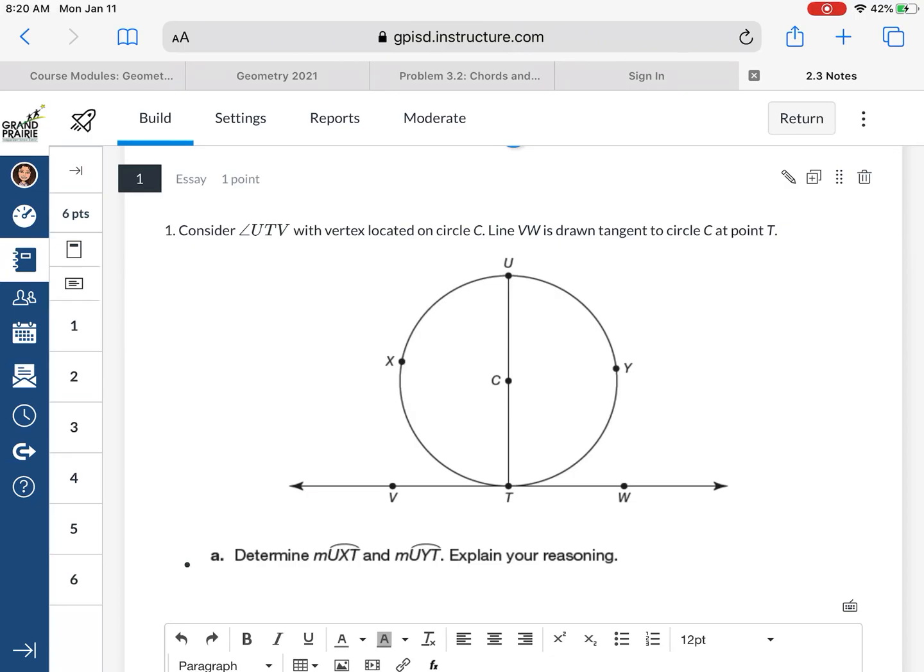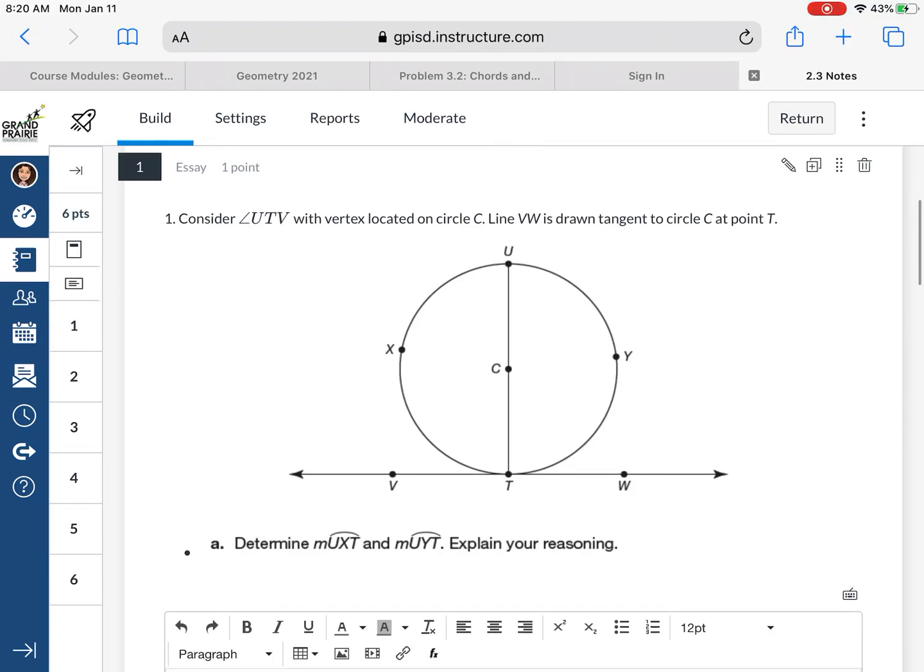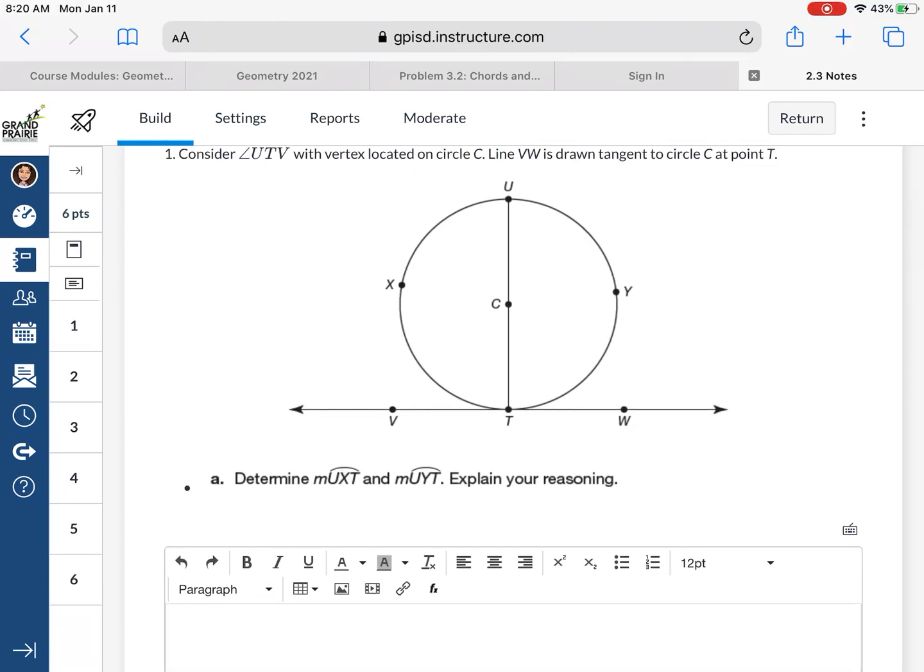The last part. So here it says consider angle UTV with vertex located on circle C. Line VW is drawn tangent to circle C at point T. So we've got a tangent line and a diameter. They want us to find and determine arc UXT and UYT. How would we be able to determine that?